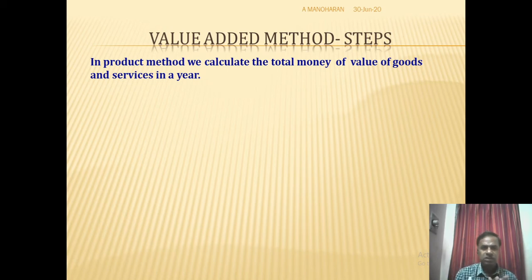In value added method or product method, we calculate the total money value of goods and services. Here, the national income is calculated on the basis of the total money value of goods and services produced in a year.